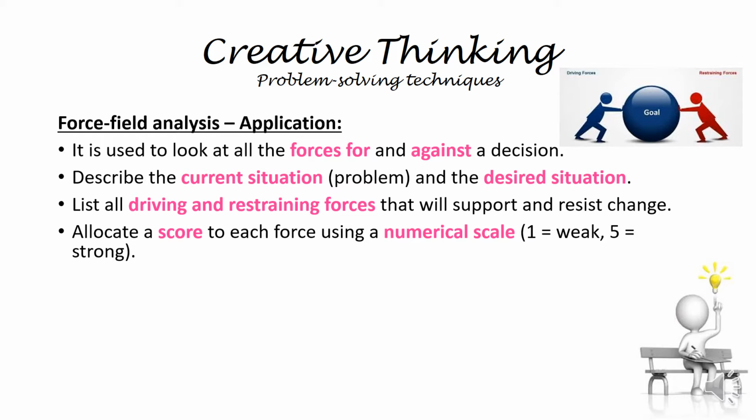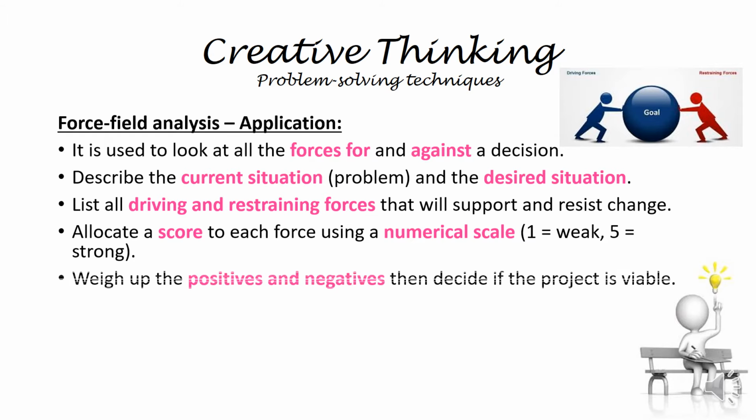Then once we have a list of all the driving and restraining forces, we are going to allocate a score to each force using a numerical scale. Okay, so we have to decide how strong are these forces. If we give them a value of 1, obviously we feel that these forces are very weak. And then if we give them a score of 5, obviously these forces are very strong. All right, obviously in between 2, 3, 4, we have to decide. Now, how strong are those driving forces? How strong are those restraining forces?